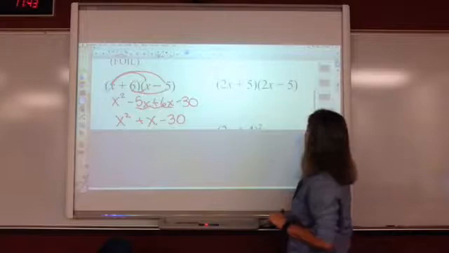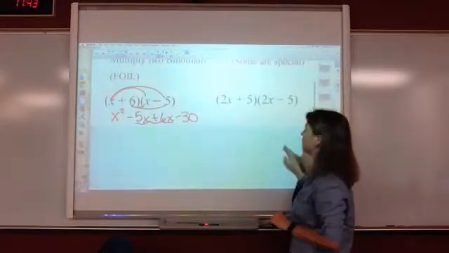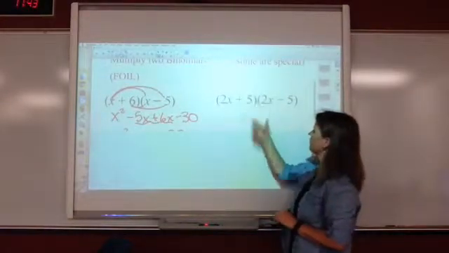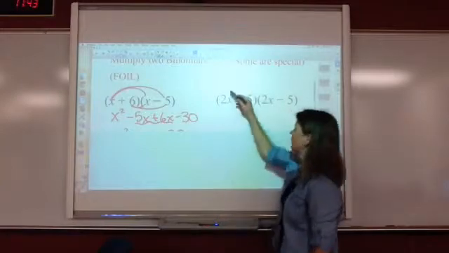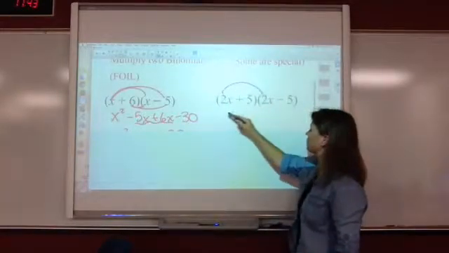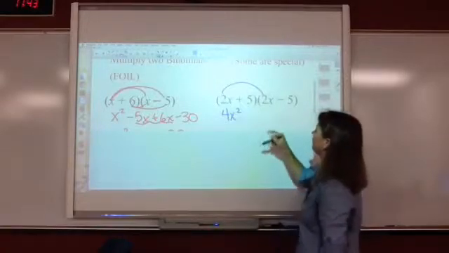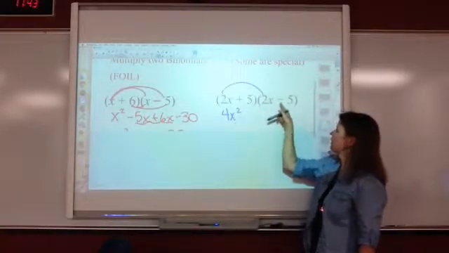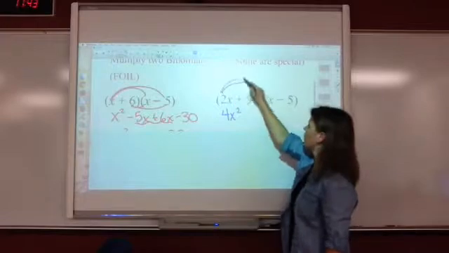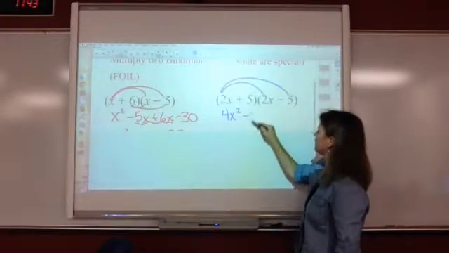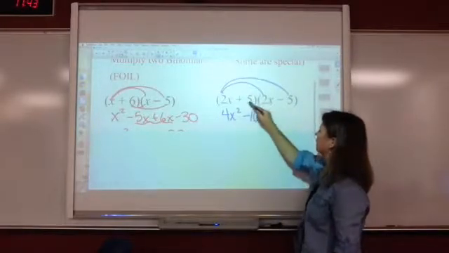The special ones, the reason why they're special, in this case, they're special because they are the exact same term twice, which you need to distribute and get 4x squared. Oh, they're not the exact same term. One of them has a positive and one of them has a negative. Watch what happens. Minus 10x.